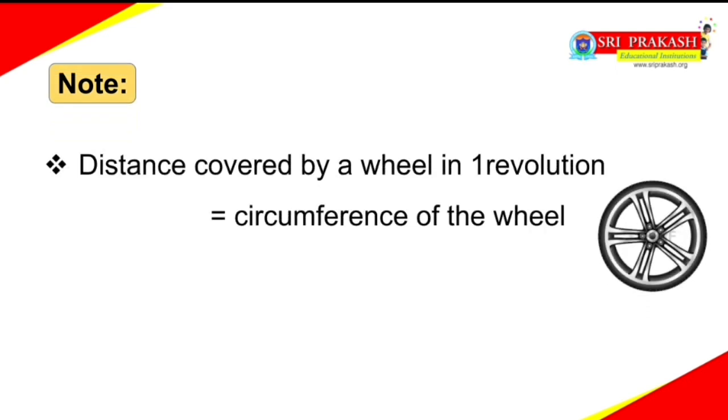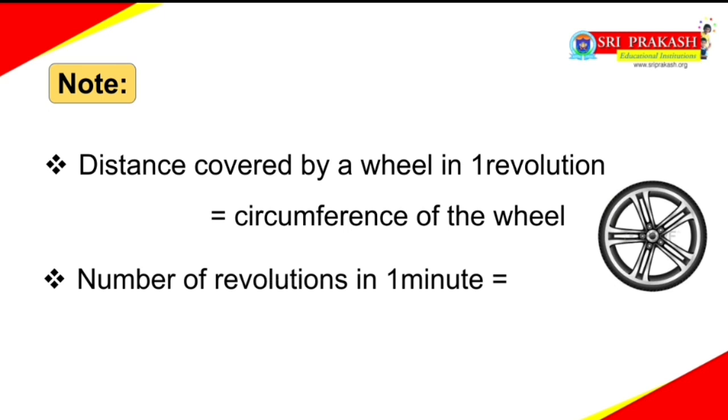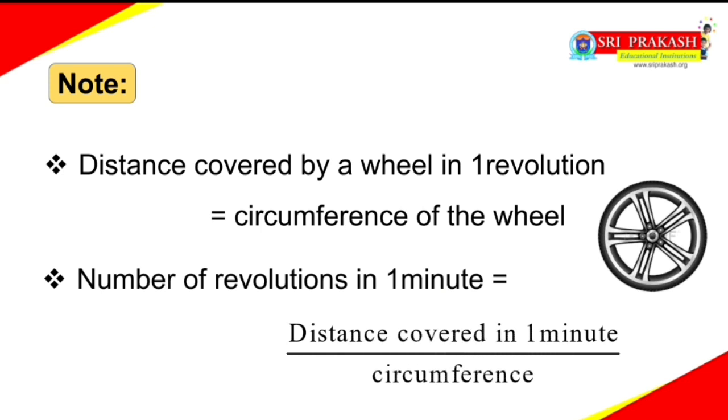Note: the distance covered by a wheel in one revolution is always equal to the circumference of the wheel, which is nothing but the circumference of a circle. Next, the number of revolutions in 1 minute is always equal to the distance covered in 1 minute divided by the circumference. Children, we are going to use these points while solving the problems based on circles.